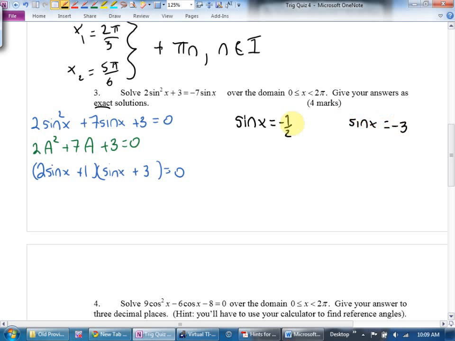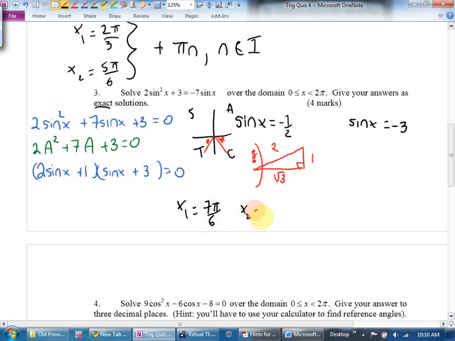Do I have a triangle with a 1 and a 2 in it? Yep. Sine is negative there and there. This is going to be the 1, 2, root 3 triangle, where I think that angle there is the sine inverse of 1 half. Opposite over hypotenuse. What is that angle there? Pi by 6. So if I hear you correctly, this is pi by 6, this is pi by 6. And so I think my first x value is going to be 7 pi by 6, is that right? And my second one, 11 pi by 6, is that right? Good.